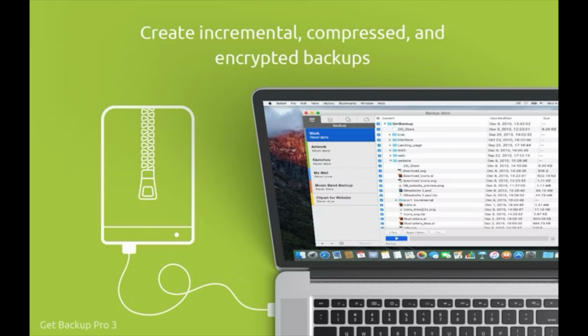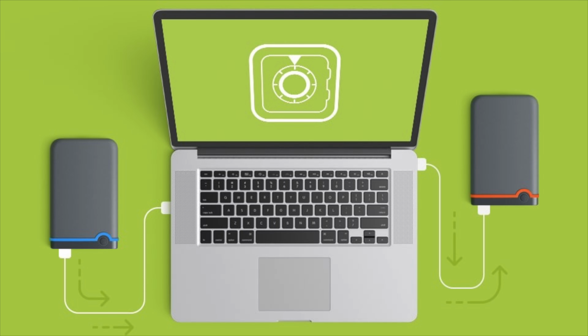Finally, scheduling. Git Backup Pro allows you to set up backups on your terms, daily, weekly, or even manual. Now you can make adjustments within Time Machine, but if you want to back up to multiple locations, the adjustments you make for one location will apply to all destinations. Not so with Git Backup Pro.